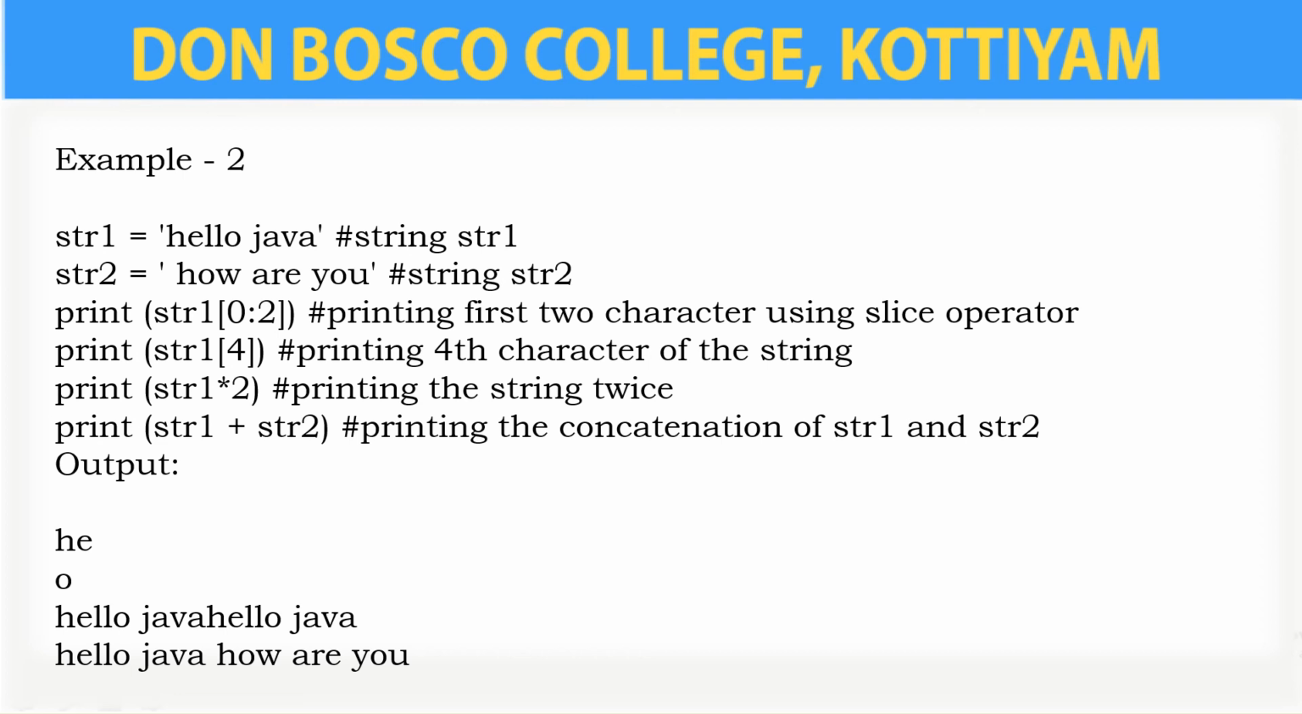And next statement is print str1 4. That means the fourth character will be printed, that is HELLO. O is the fourth character. Fourth character in the array means counting starts from 0. So fourth character means it will be printing O.